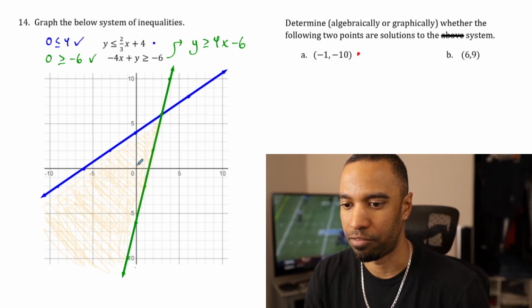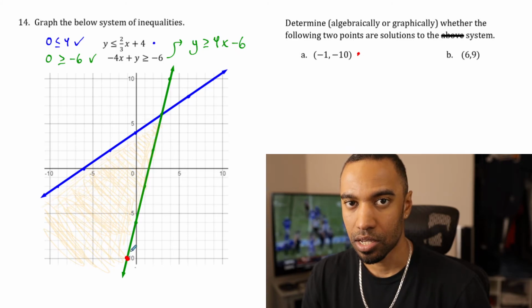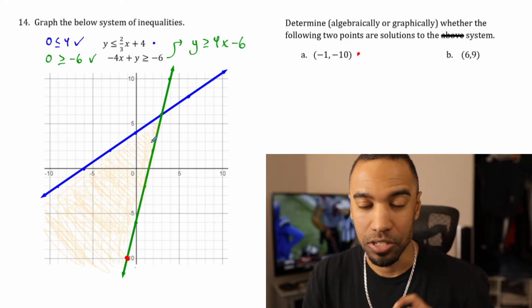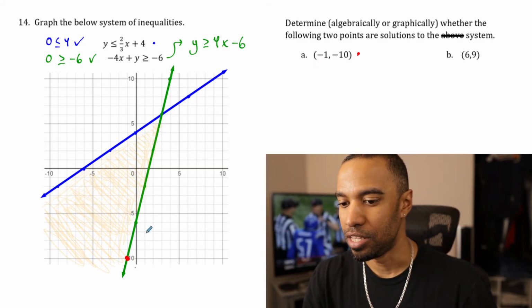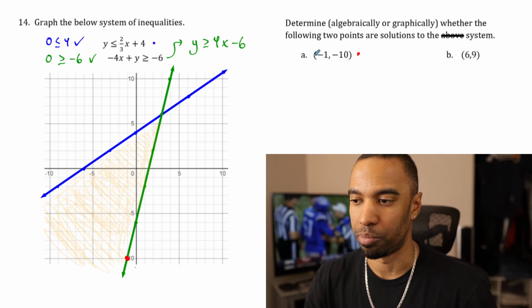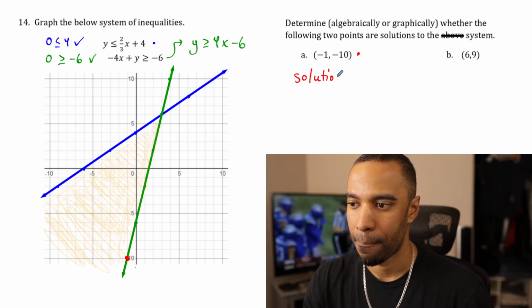So -1, -10. 1 left, 10 down is this point right here. That is on the line. Does on the line count? As long as it's solid, it counts. This one is solid, so it counts. This is also why plotting all these points is super important. So yes, this is a solution to this one right here.